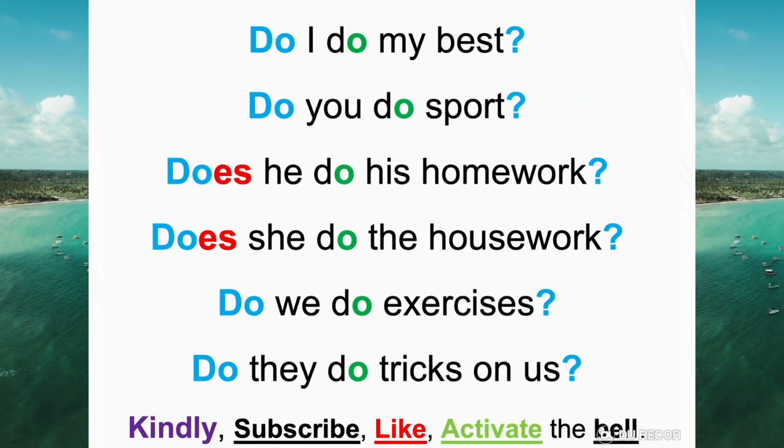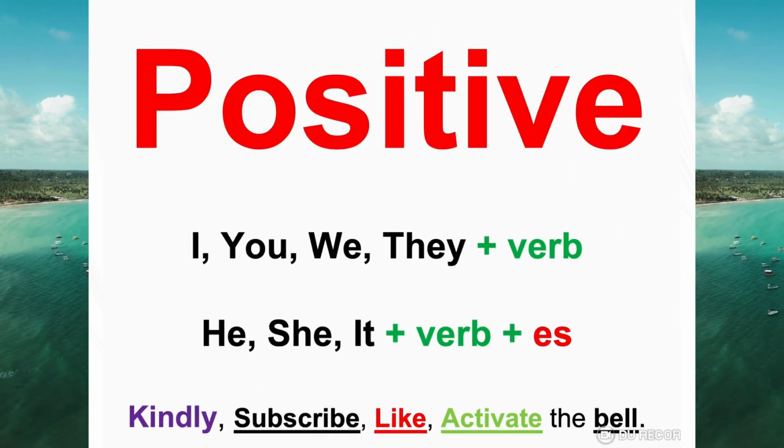Do I do my best? Do you do sport? Does he do his homework? Does she do the housework? Do we do exercises? Do they do tricks on us? As you see, the verb with all pronouns doesn't change, but you need to write does with he and she in the question. Let's see verb go in the positive form.